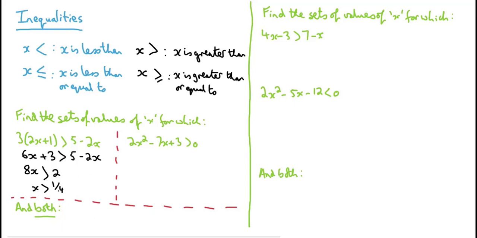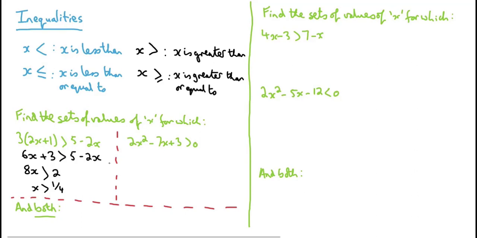And if you wanted to test that, you could start plugging x values into the original. If you picked a number that was greater than a quarter, like just 1, or any whole number, you would find that this is true. But if you picked anything smaller than a quarter, you would find that it wasn't true, that the left-hand side would likely be less than the right-hand side instead.